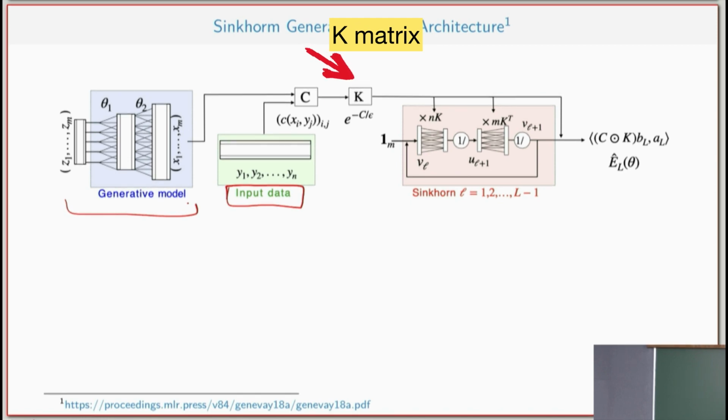Once the cost matrix is computed, you can use that. You remember the way the K was defined. It is exponential of minus C divided by epsilon. So obviously K is a matrix because C is a matrix. This is like the pointwise exponential of the matrix C by epsilon. Okay. So this is what happens.